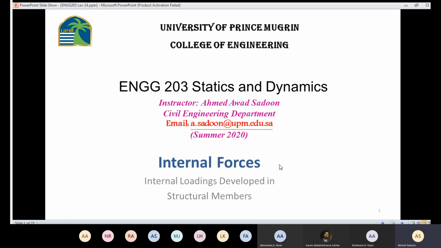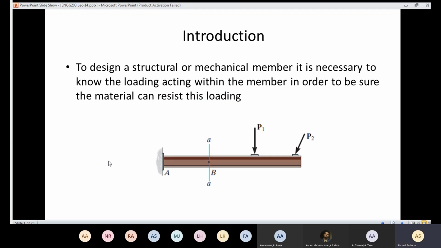So today we are going to learn how to evaluate the internal loading which is going to develop in any structural or mechanical members. For example, here we have a cantilever and we have a force applied to this cantilever. And in order to design that beam, we need to make sure that any point can take the load. And we know that we are going to find variation. So the load at that point is not going to be similar to that point.